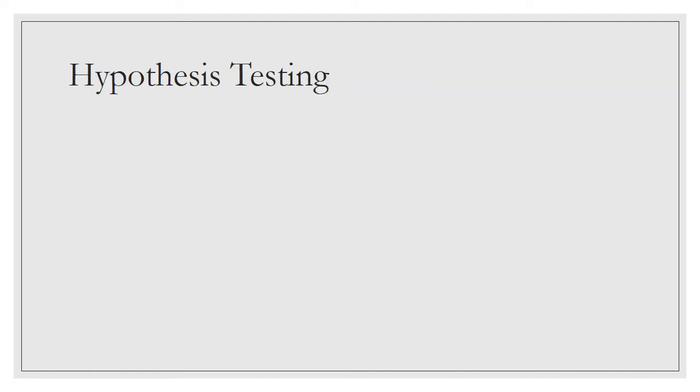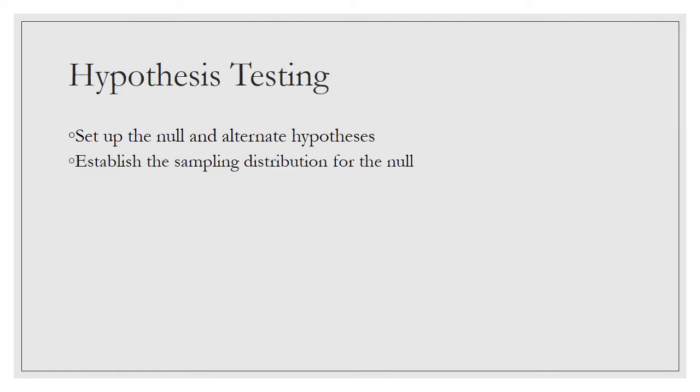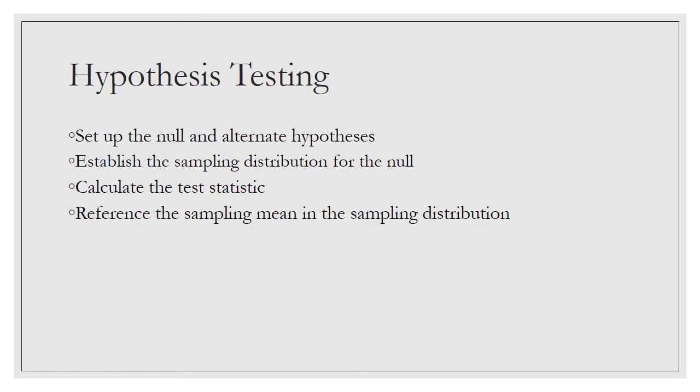Now when it comes to hypothesis testing, let's go through some of the steps or stages that we're going to go through. We're going to set up the null and alternative hypothesis. We're going to set up those before we collect data. If you have existing data, you're setting this up before you're conducting your analysis. You're going to establish the sampling distribution for the null. You're going to say, what does the null normally look like? Then we're going to calculate the test statistic. We're then going to reference the sampling distribution. We're going to take the test statistic we calculated and compare it to the distribution we established. And from there, we're going to state our conclusions.